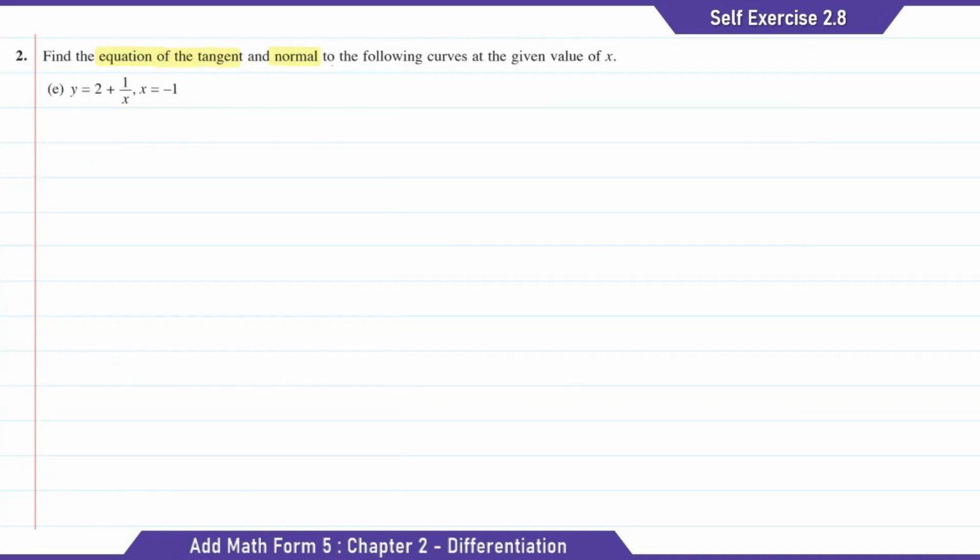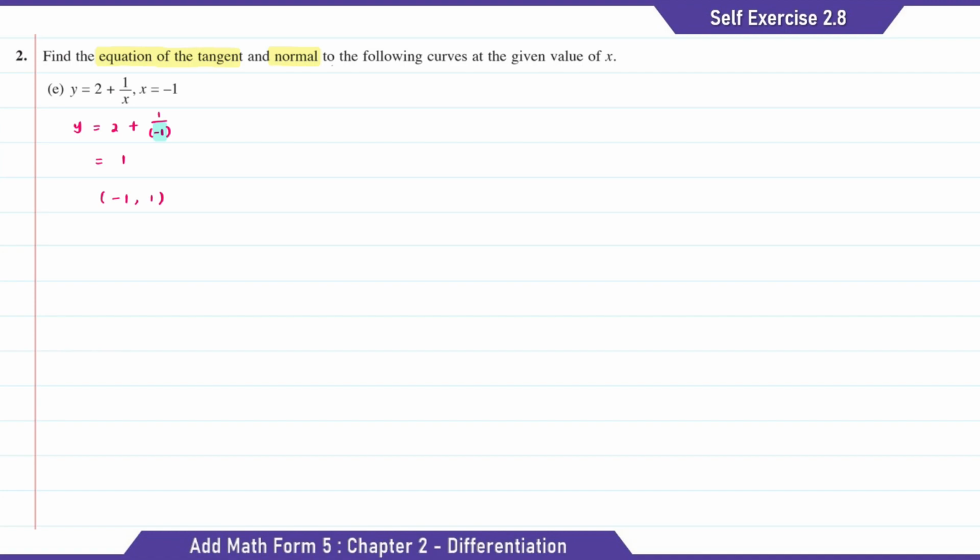Question E. To find the coordinates of the point, substitute x equal to negative 1 into the equation. This is equal to 2 minus 1, which is 1. Then the coordinates will be (negative 1, 1).